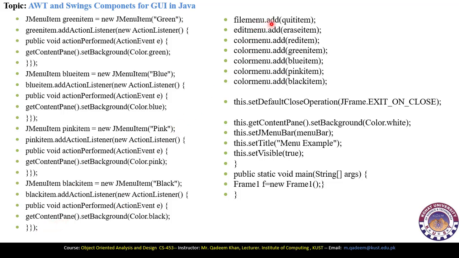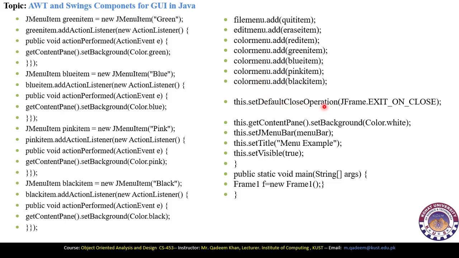Next, fileMenu.add(quitItem) means that in the file menu we have added the quit item. In the edit menu we have added the erase item, and in the color menu we have added these five colors. So the red item, green item, blue item, pink item, and black item are added to this color menu.